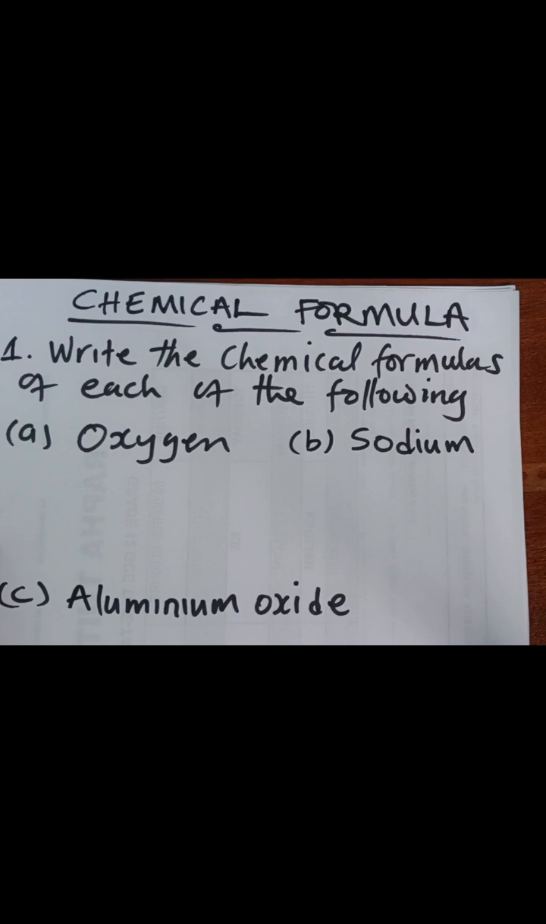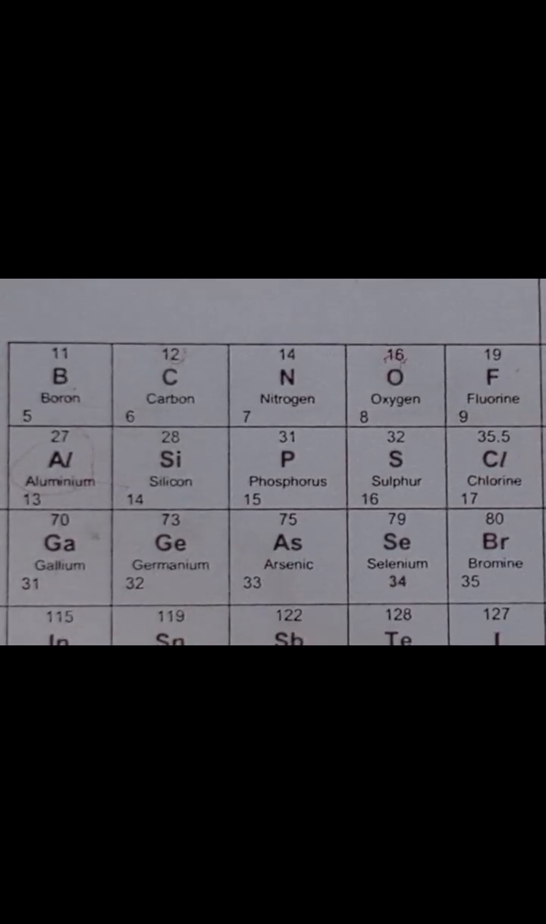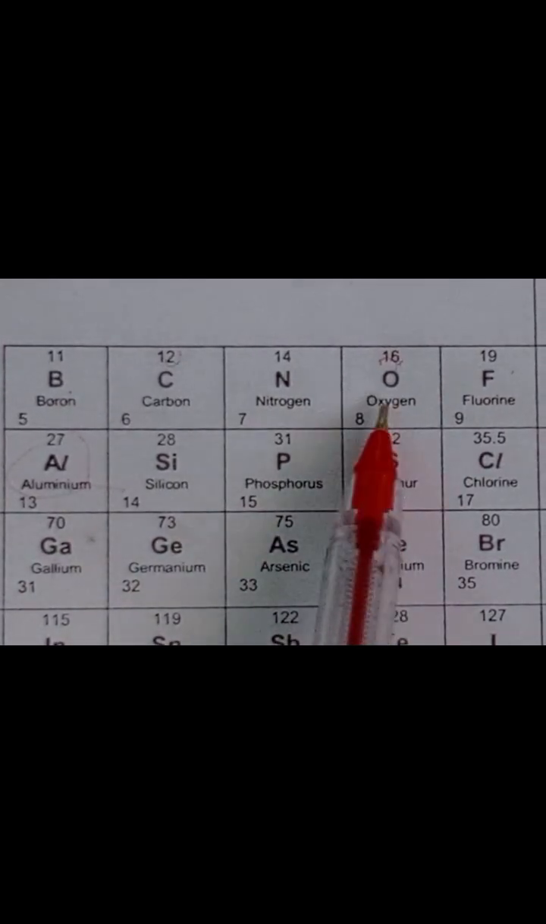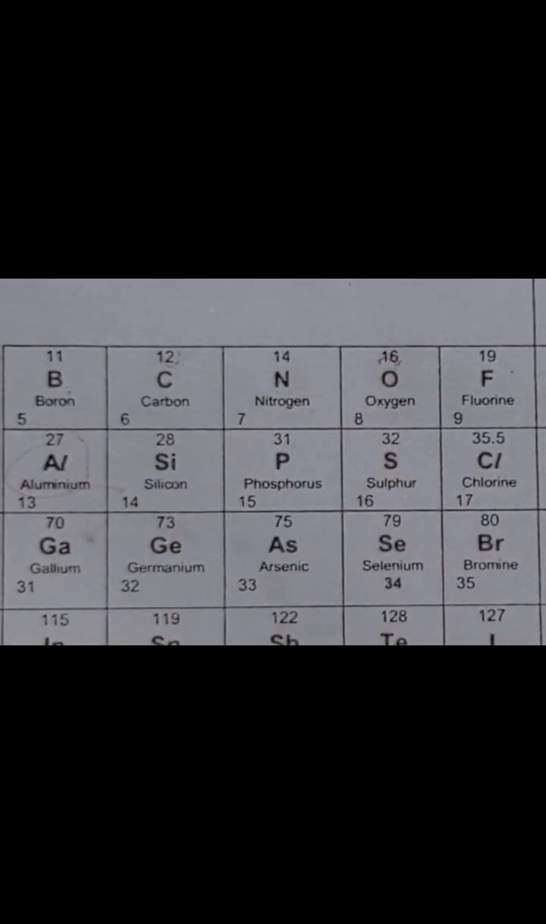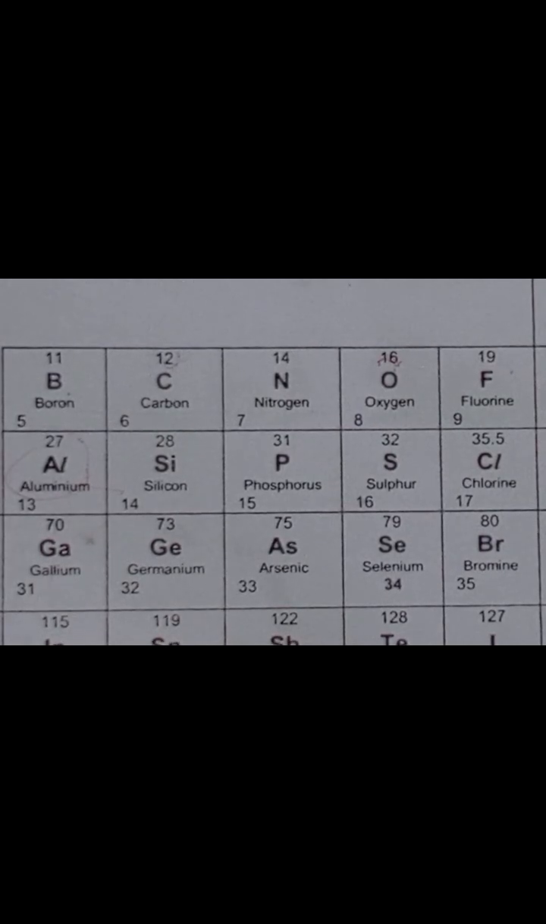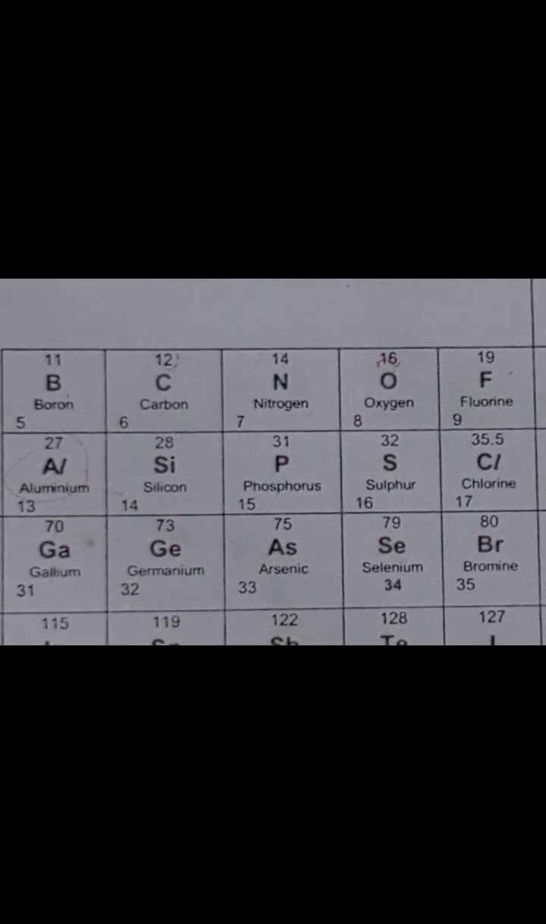The first part is oxygen. There is a difference between a chemical formula and a chemical symbol. When we look at the periodic table, we have oxygen. This O is the chemical symbol. So the chemical symbol for oxygen is O. But what about the chemical formula? The chemical formula for oxygen is O2. So there is a difference between a chemical symbol and a chemical formula.